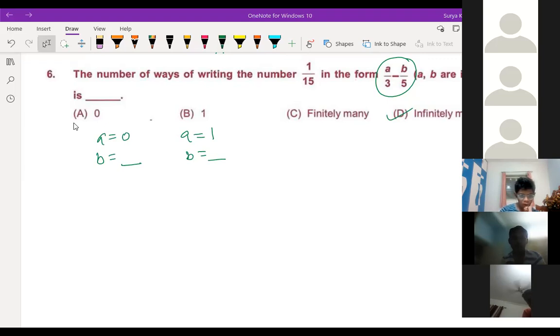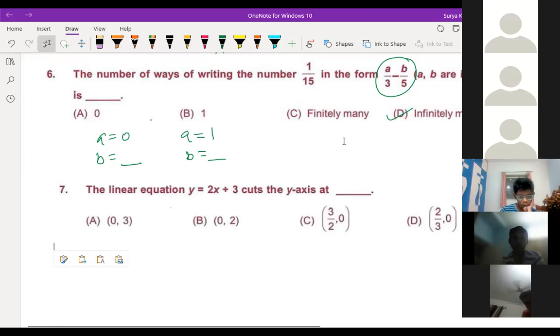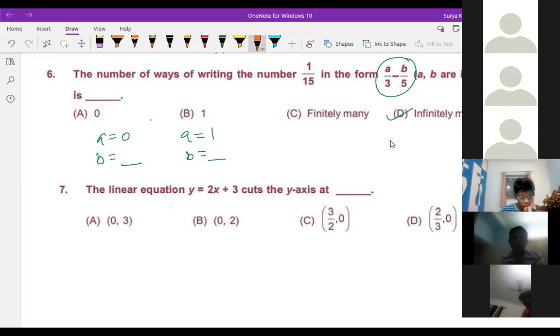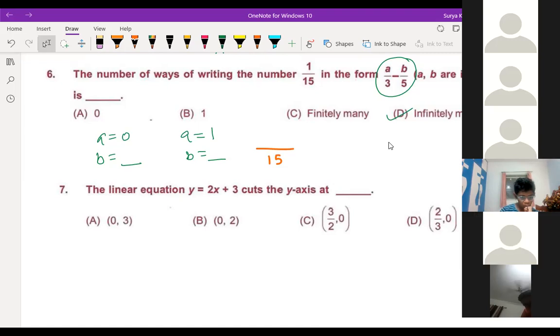Next question is: the linear equation y is equal to 2x plus 3 cuts the y axis at. Sir, it should be 0, I guess, for the sixth one. Why? Sir, the LCM of 3 and 5 is 15, so it should be 0 only. Why 0? Put any value of A. Wait, sir, one minute. Yes, sir, it can be infinitely many.